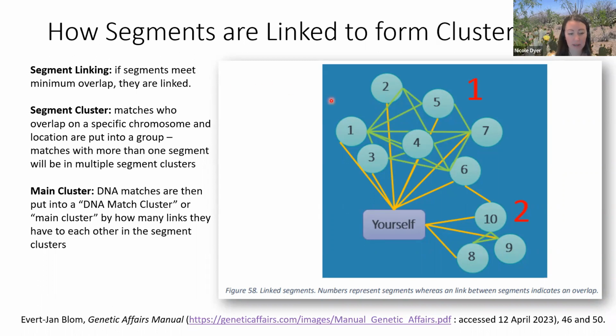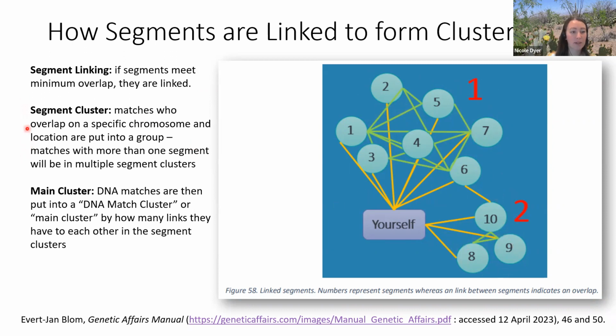And this image from the Genetic Affairs manual is showing how those segments are linked. And then these numbers represent how they've formed two segment clusters. So all of these segments are now linked into one segment cluster. And then these three segments are linked into another segment cluster.